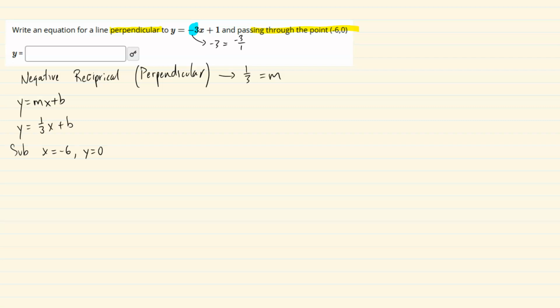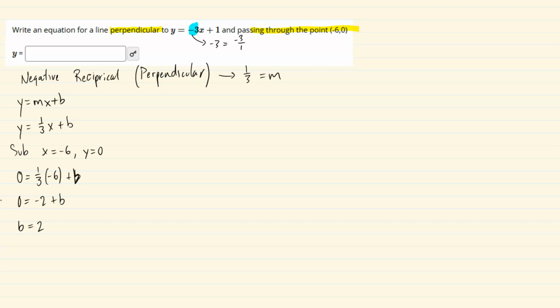So that would be 0 equals 1/3 x, which is negative 6, plus b. Now we can solve for b. 0 equals 1/3 times negative 6, which equals negative 2, because it's essentially negative 6 divided by 3, plus b. Then we solve for b by adding 2 on both sides, so b equals 2.